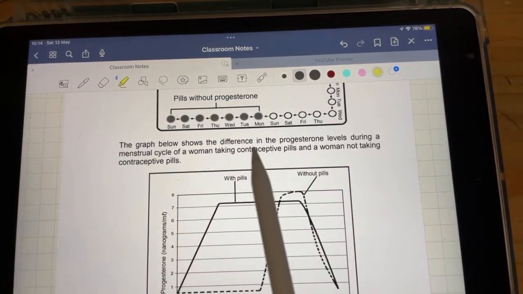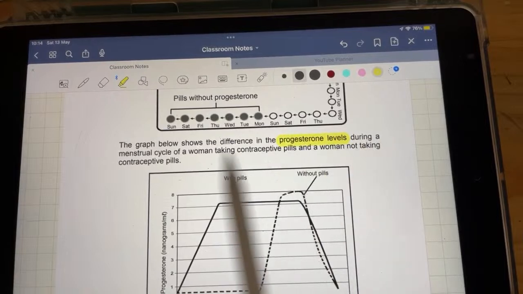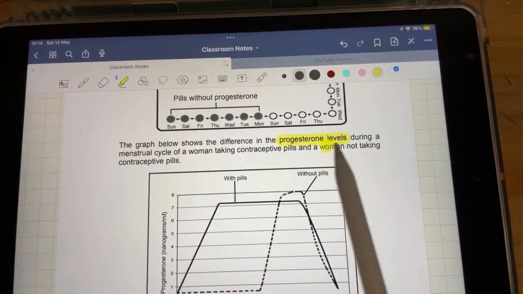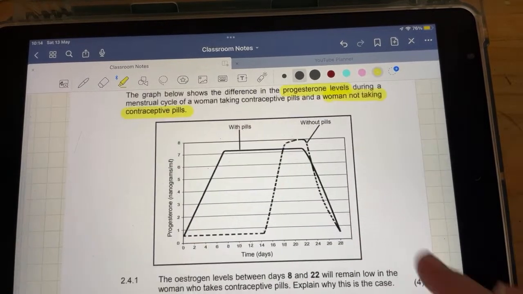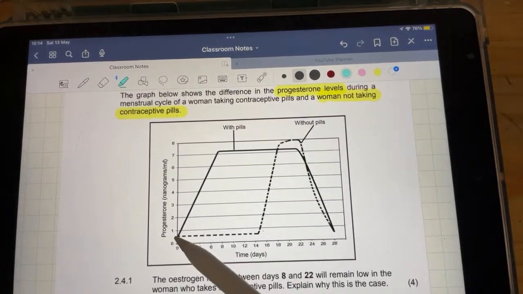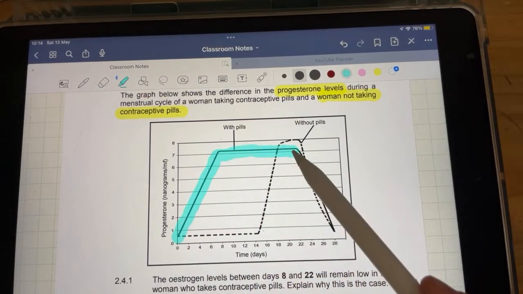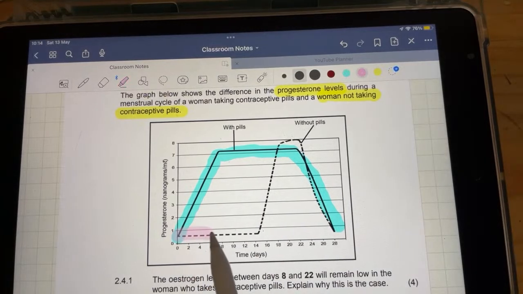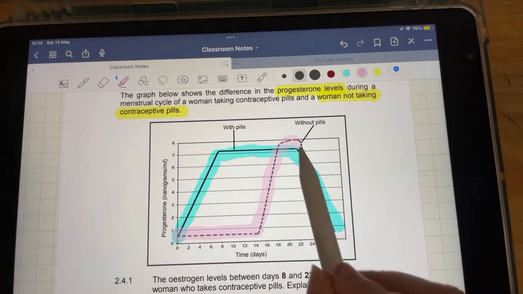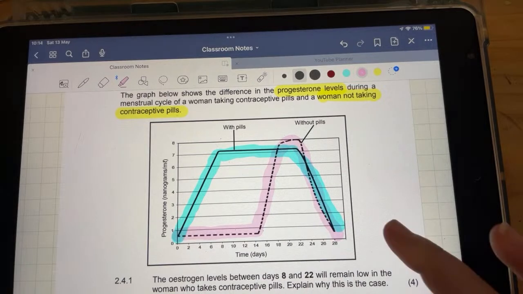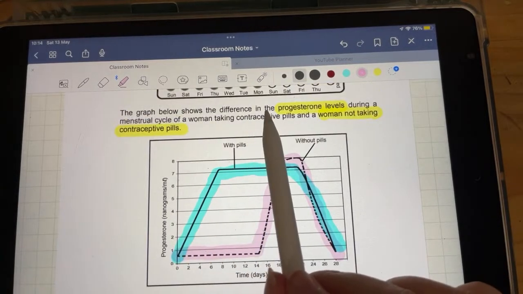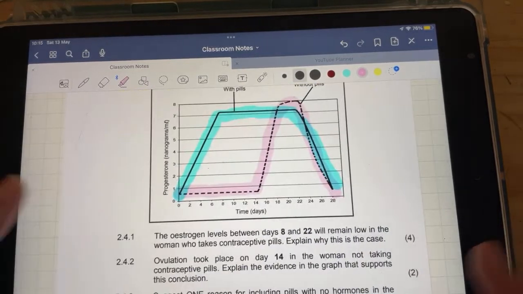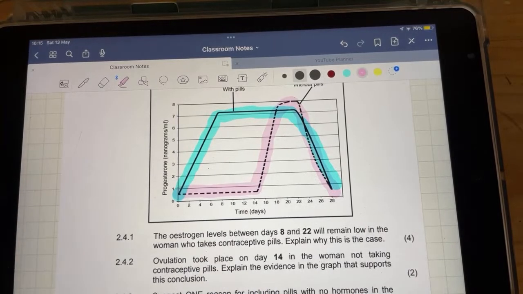The graph below shows the difference in the progesterone levels during a menstrual cycle of a woman taking contraceptive pills and a woman not taking. And that's also important. There are actually 2 women on here. So I'm actually going to highlight them differently so I can see them more clearly. So this is the woman without. And then this is, sorry, that's a woman with. This is the woman without. Okay. And it's showing the difference in the progesterone levels, right? Okay, so already, before we go any further, I hope you can already determine sort of what's going on here.